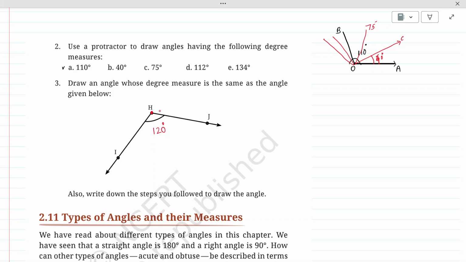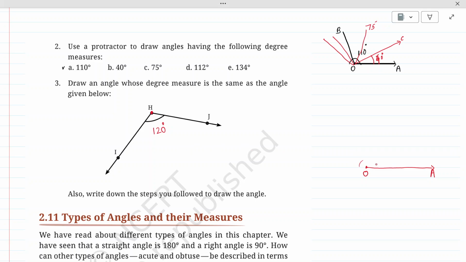Now next, we have to make a 120 degree angle in a different figure. So how can we do it? We can take a vertex. First of all, I'm taking it as O. I will make a straight line, and I'm calling it A. Now I will keep the center of my protractor at O, with the baseline of the protractor overlapping OA, and I will make a 120 degree angle.